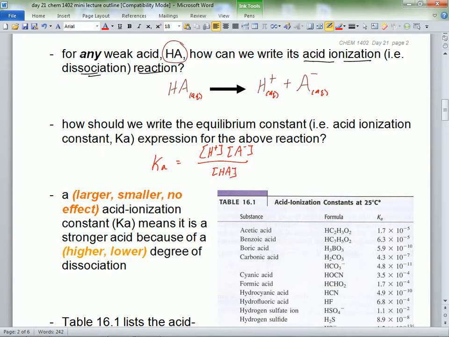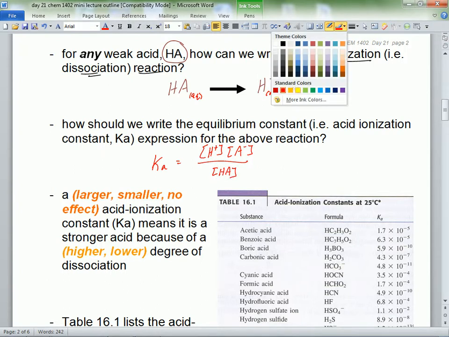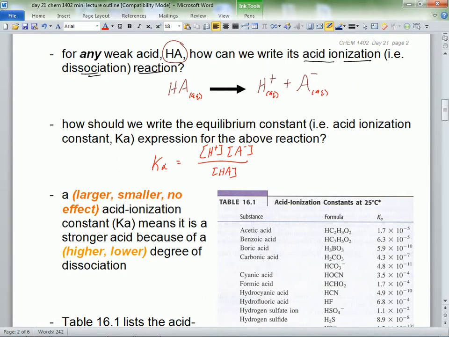So since there's a subscript on this equilibrium constant, you have to write the reaction a certain way. In fact, you have to write it this way. The acid always is the reactant going to H plus and its conjugate base. You have to write it that way. Otherwise, these Kas that are all in this nice table, like that in 16.1, you can't use them. They're all going to be incorrect. So you have to write the reaction the right way. And that pretty much works for any equilibrium constant that has a subscript.